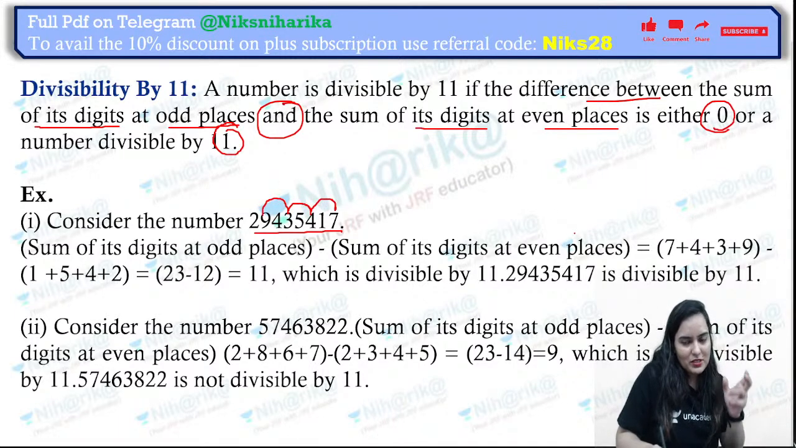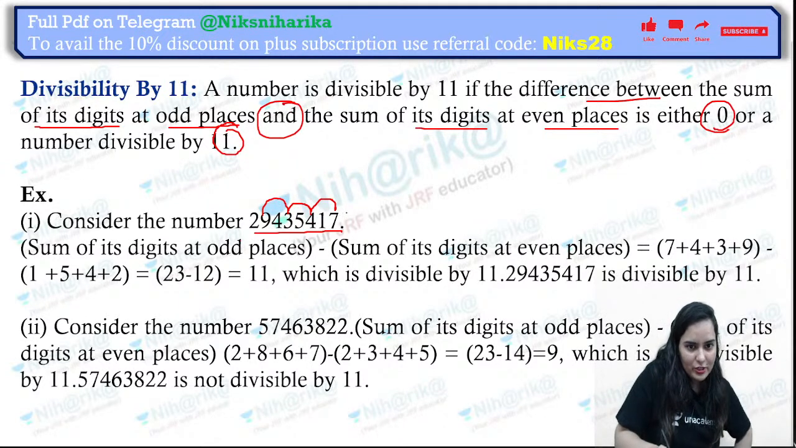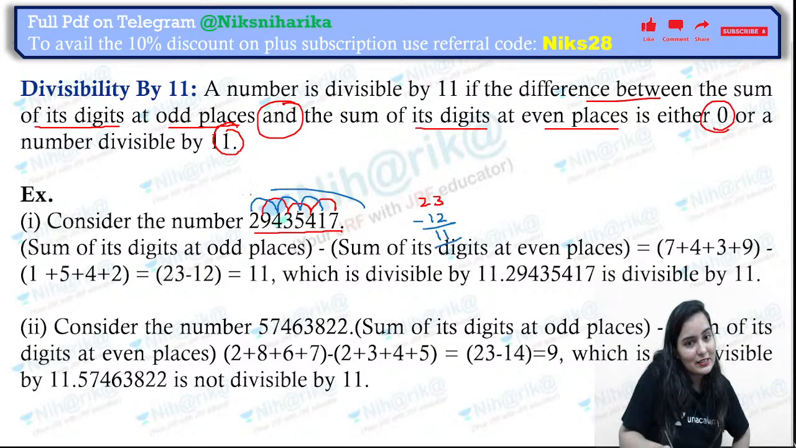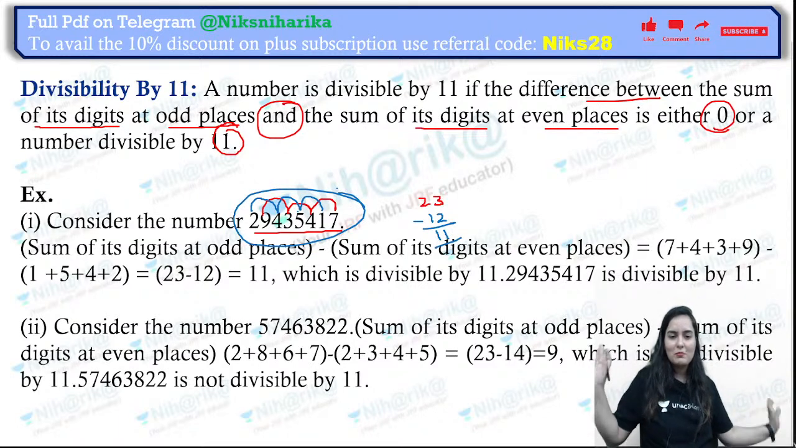What is the sum of 7 plus 4 plus 3 plus 9? You calculate. 7 plus 9 is 16, 16 plus 4 is 20, and 3 more is 23. Okay, 23 is coming, fine. Then we'll take the other alternate numbers, that is 1 plus 5 plus 4 plus 2. So that is coming as 12. Let's take the difference between them. Is it coming 11? Then definitely this number is divisible by 11.